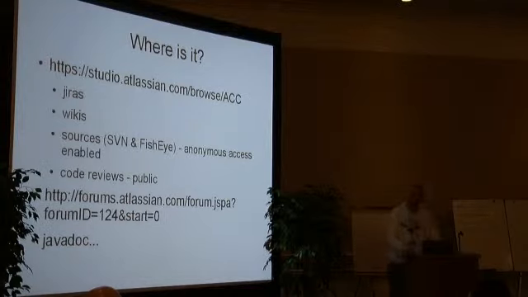So where is it? It's hosted on Studio: JIRA wiki, sources, public code review. If you want to share with your customers, for example, how Atlassian uses Crucible internally, you can take a look at this project. We have open reviews, anonymously accessible. You are free to ask any questions on the forums. And of course, Javadoc is missing. There is no Javadoc. We use the Force approach: use the force, read the source.